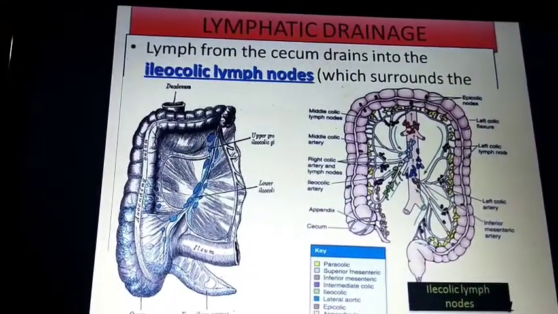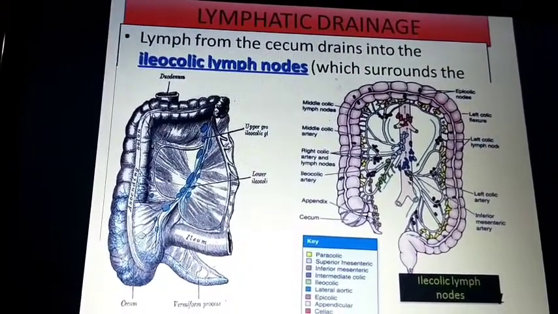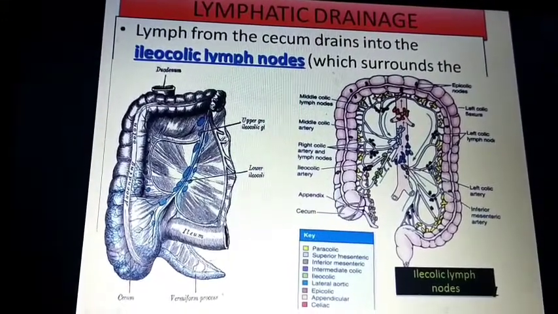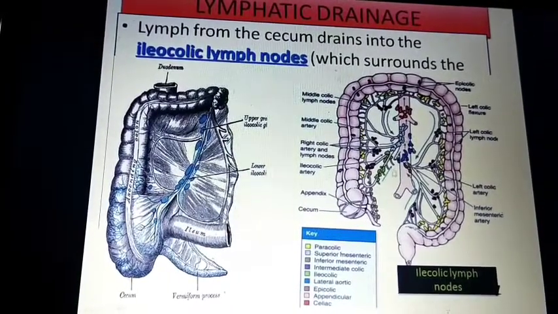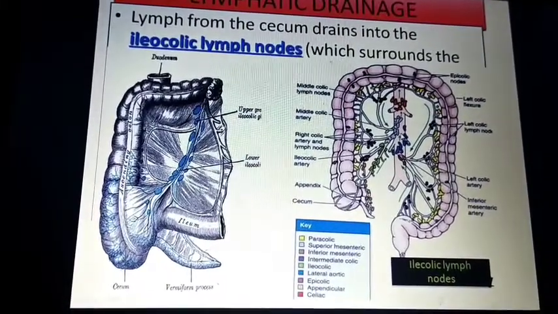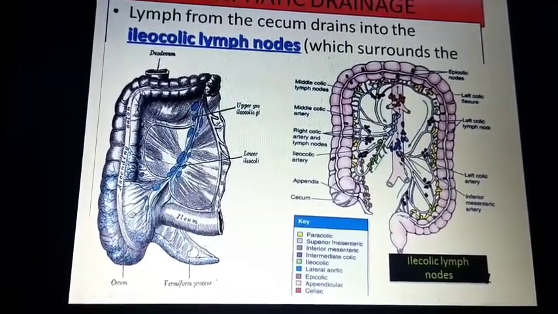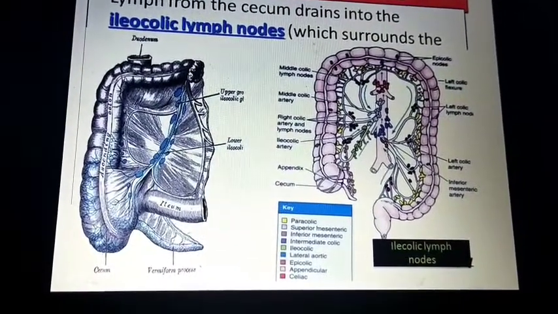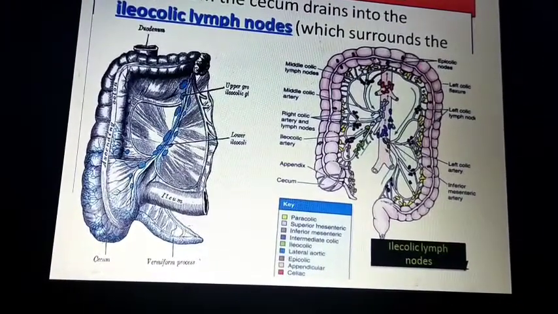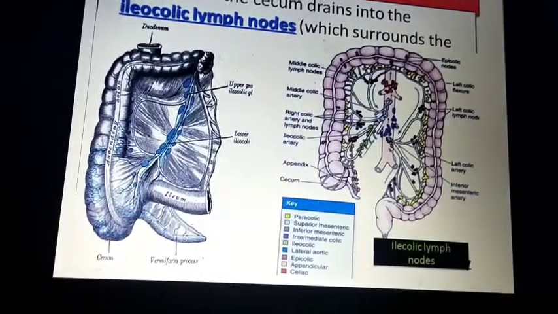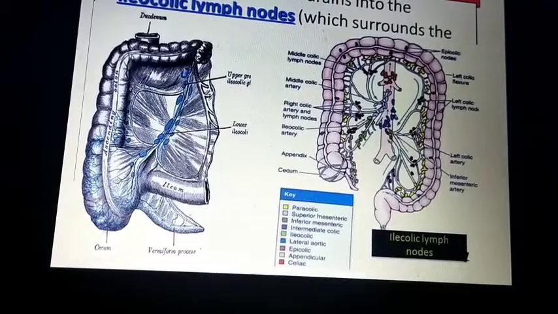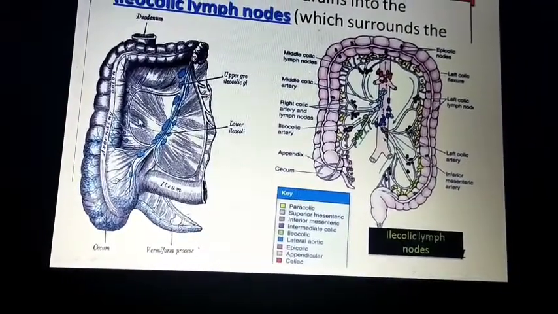Then lymphatic drainage. You can see here, these are the lymph nodes. Mainly the lymph drains to the ileocecal lymph nodes. These ileocecal lymph nodes drain to the mesenteric lymph nodes. These mesenteric lymph nodes drain to the colic lymph nodes or celiac lymph nodes. Celiac lymph nodes drain into what? The cisterna chyli. You can see here, this is the cecum, the ileocecal lymph nodes, lower ileocolic and upper ileocolic lymph nodes.